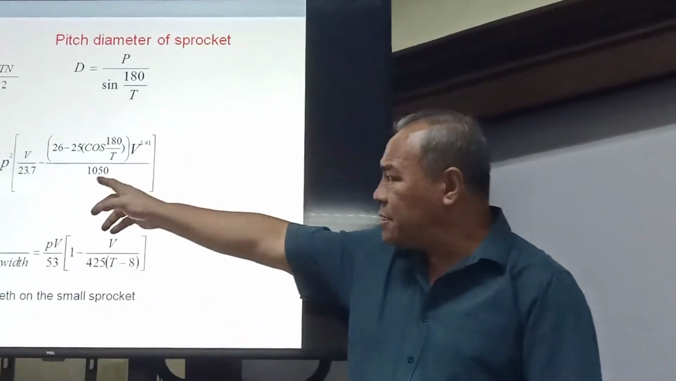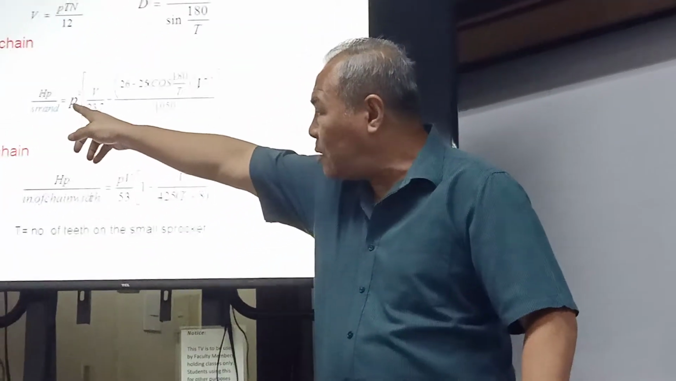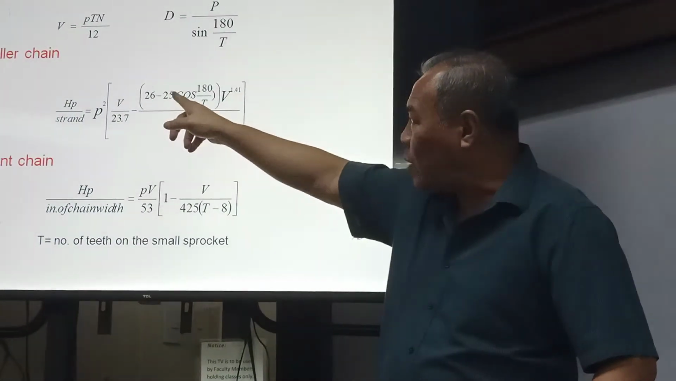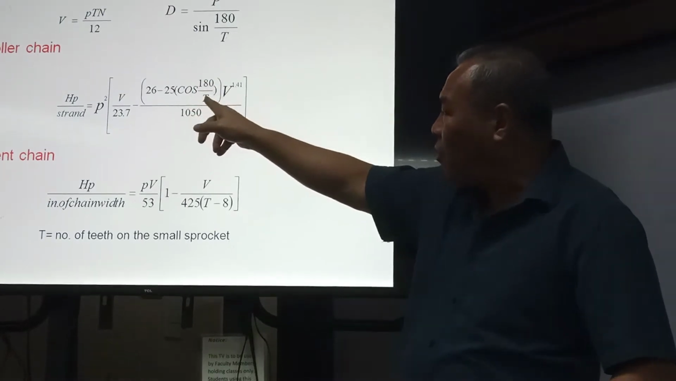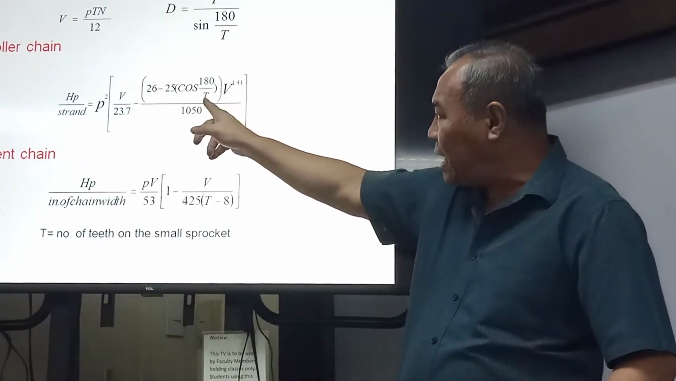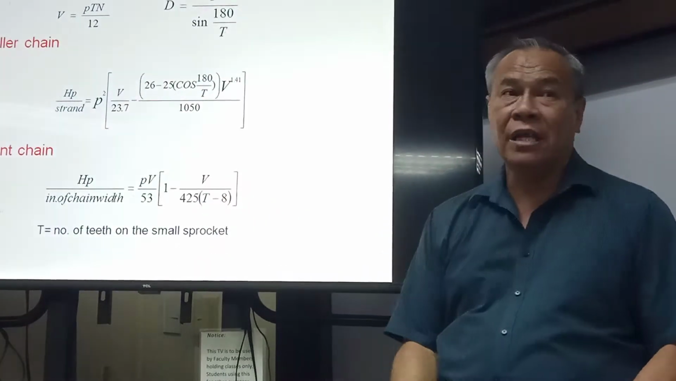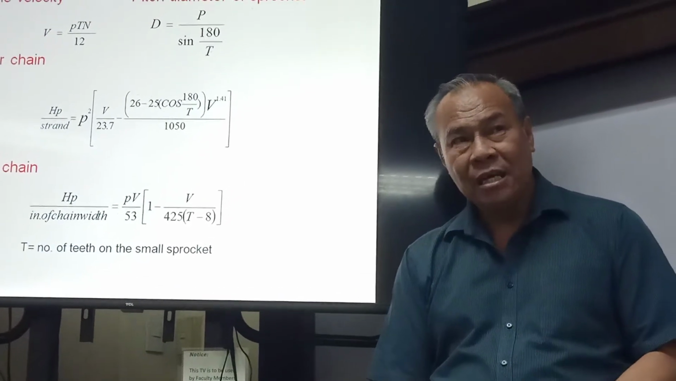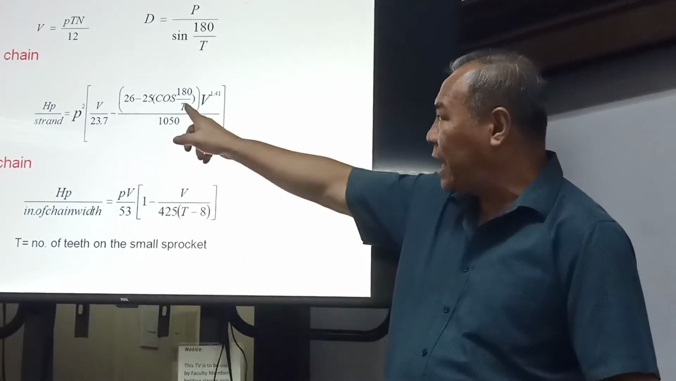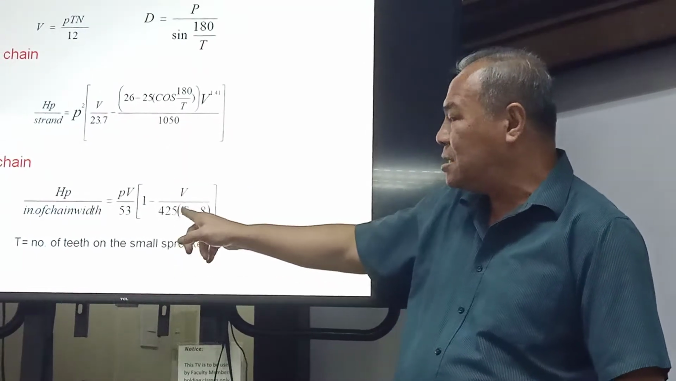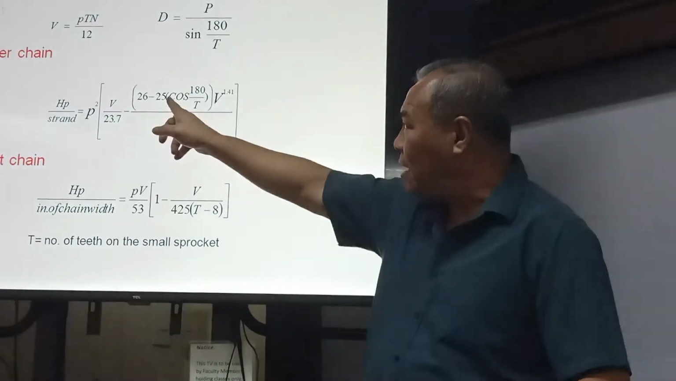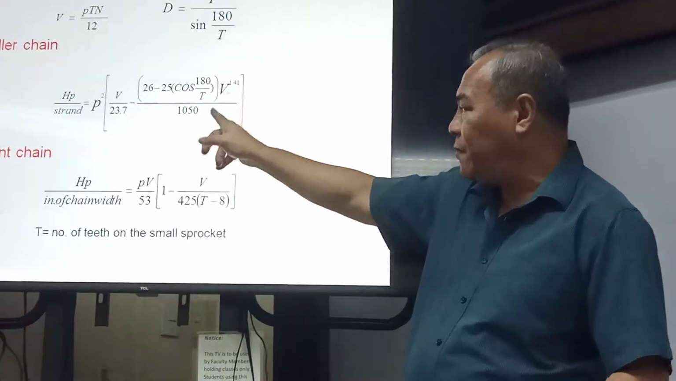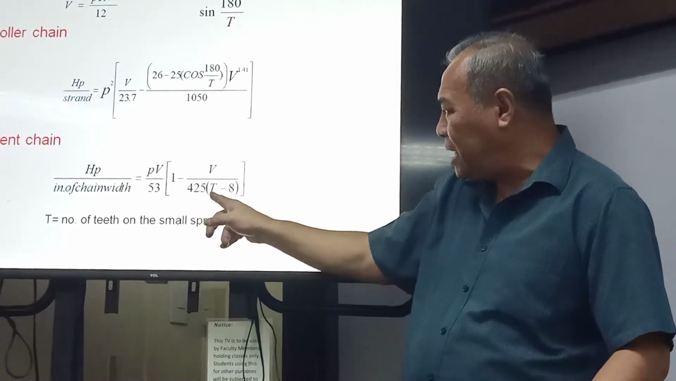Now, so ano yung equation natin yan? Again, for the roller chain, this will be the pitch squared times velocity. This will be 26 minus 25 cosine 180 over T. Okay, na ang T na yan will be the number of teeth on the smaller sprocket, not on the bigger. Why smaller? Because we are determining the design based on the smaller sprocket. Kaya yung number of teeth na yan will always be based on the smaller sprocket. Alright, ito 25 cosine 180 all over T. Ito V raised to 1.41. Ito naman, 425 T minus 8 that we have.